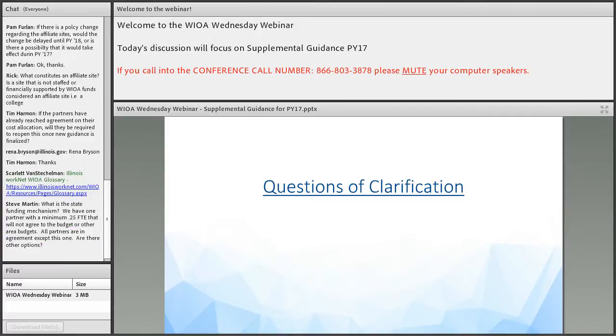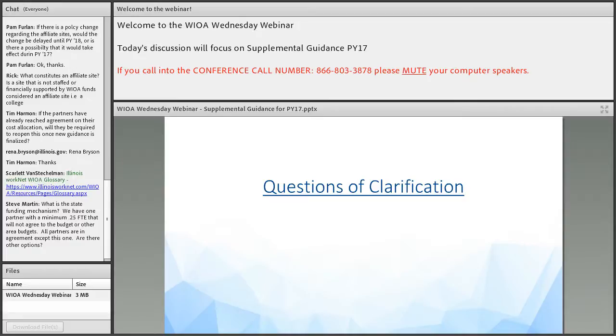Oh, here we go. I'm sorry, there's a question from Steve Martin. What is the state funding mechanism? We have one partner with a minimum 0.25 FTE that will not agree to a budget or other area budgets. All partners are in agreement except this one. Are there other options? So this is a two-part question, and I'll answer it that way.